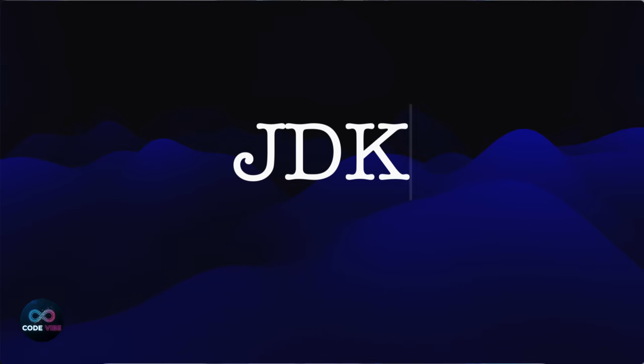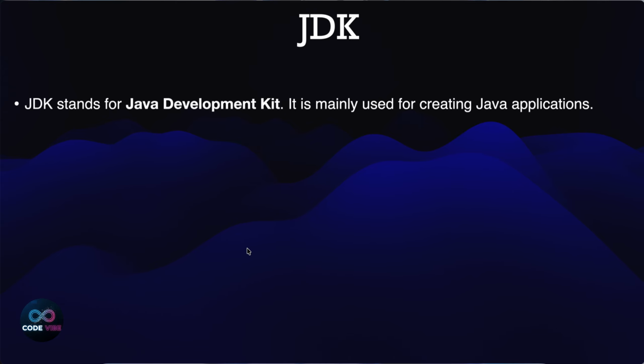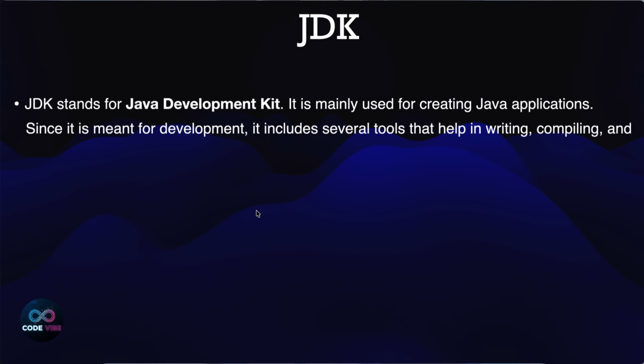So today we are going to learn about JDK. We will see what is JDK, what does it contain and how to install it. So let's get started. JDK stands for Java Development Kit. It is mainly used for creating Java applications. Since it is meant for development, it includes several tools that help in writing, compiling and debugging Java programs.